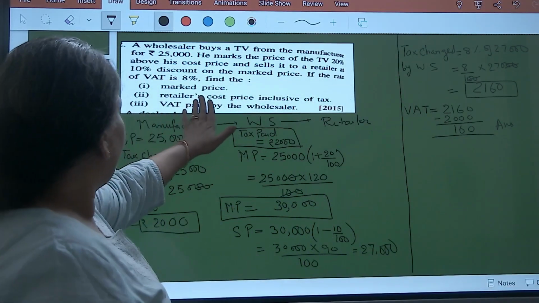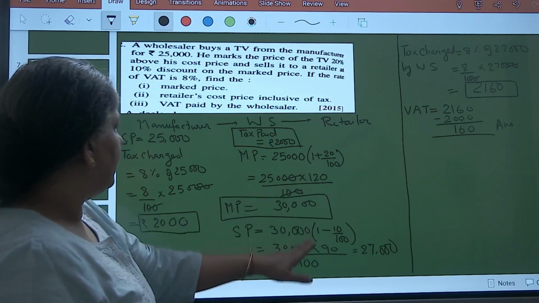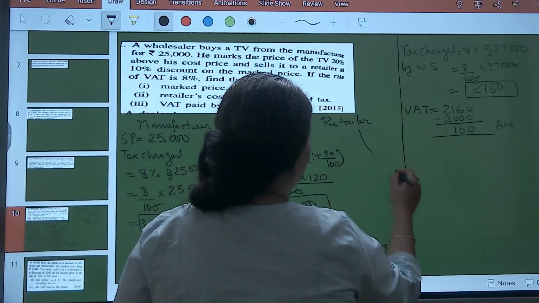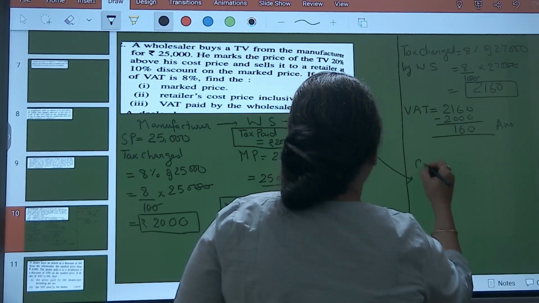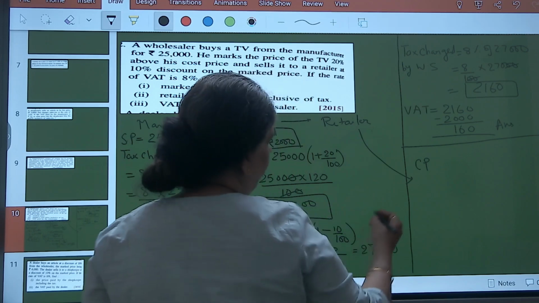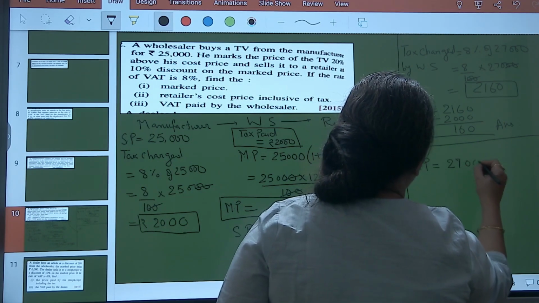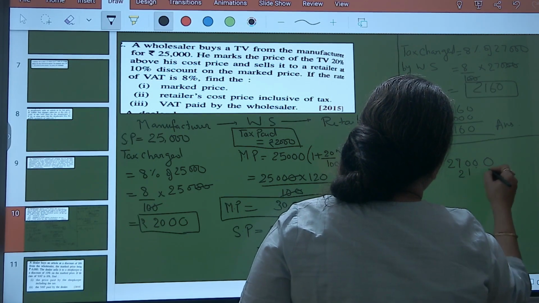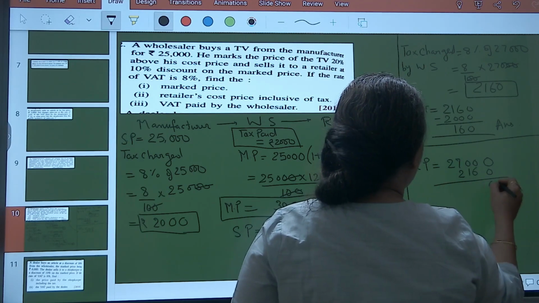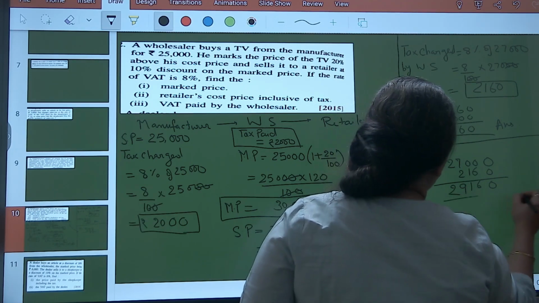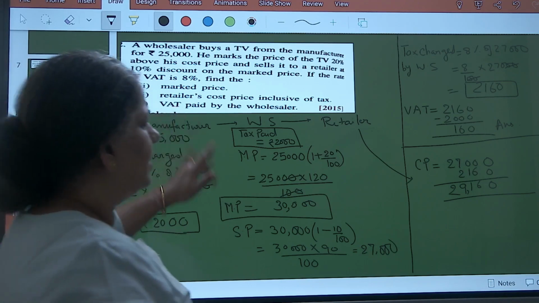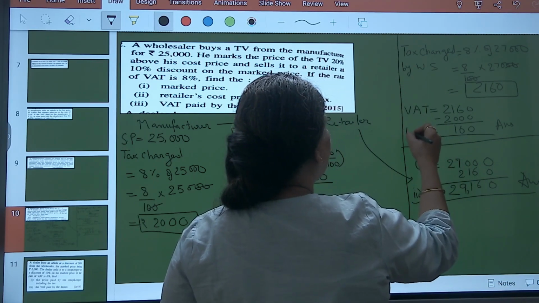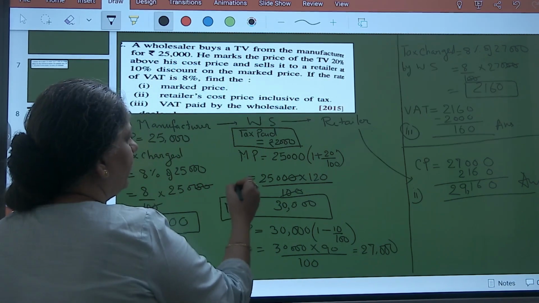We have to also find the retailer's cost price. Okay, so the retailer is purchasing at this cost and he is also paying the tax of 2160. So the second part will be solved. His cost price will be, cost price of retailer will be 27,000 plus the tax which he is paying. He is paying 2160. So this comes out to be 29,160. This is the second part. Answer for the second part. This is the answer for the third part. And this is the answer for the first part.